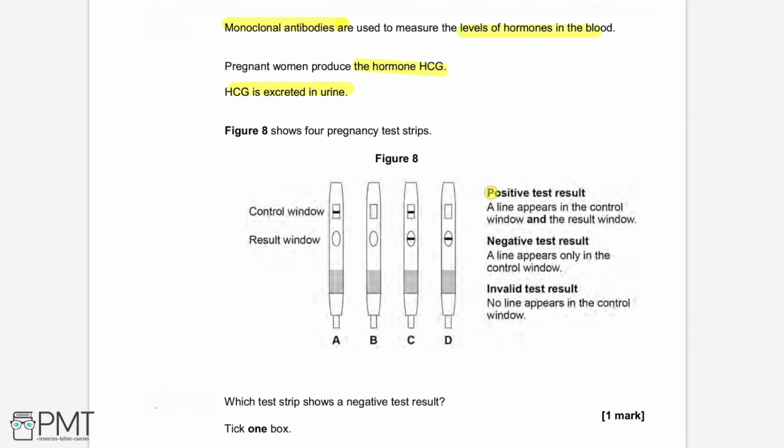Well, it tells us here that a positive test result is when a line appears in the control window and the result window. A negative test result is when a line appears only in the control window. And an invalid test result is when no line appears in the control window.